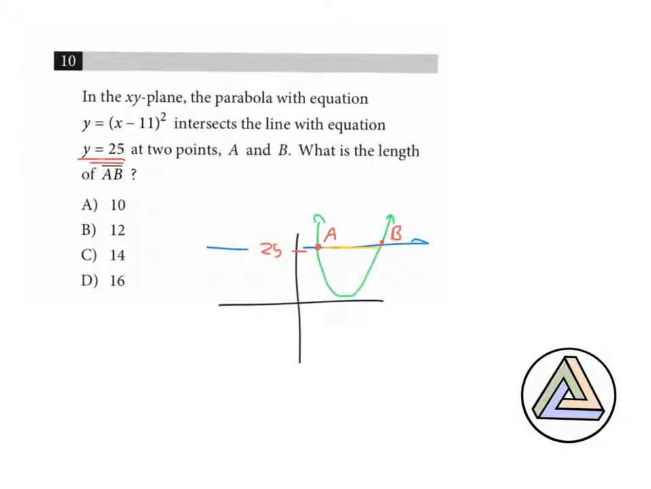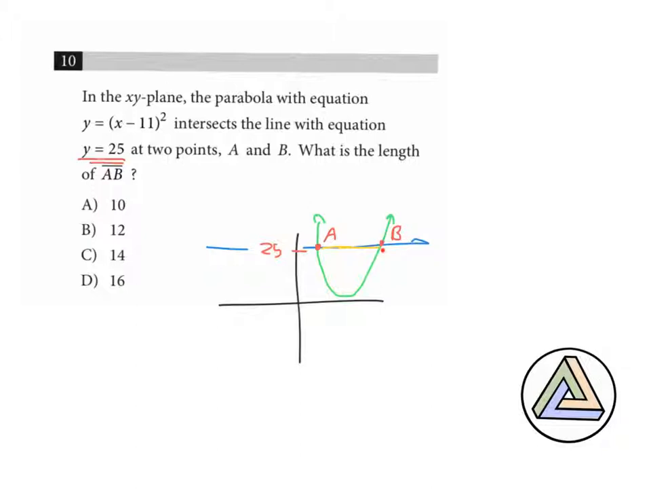Basically, since this blue line is horizontal, since y equals 25 is horizontal, the length of this segment right here is only going to be the difference between the x coordinates, right? If you think about it, the difference between the x coordinate here and the x coordinate here is going to be the distance between points A and B. So basically our first mission is to find the x coordinates.